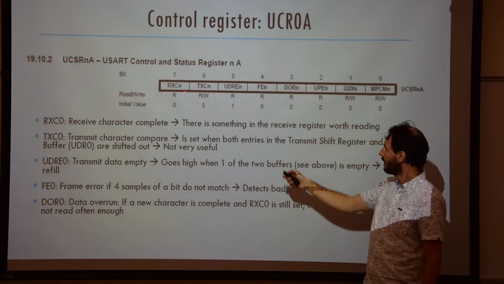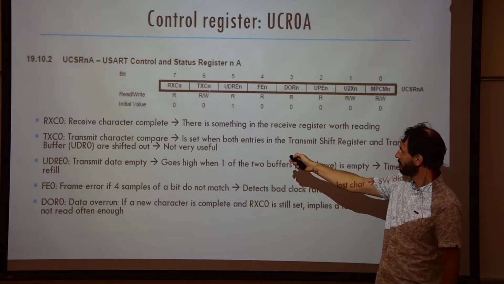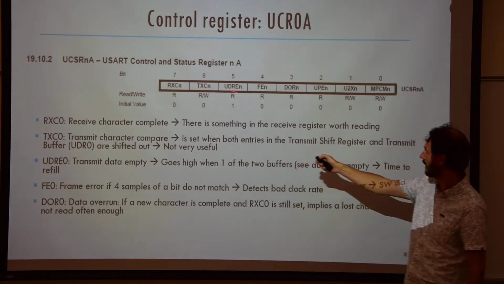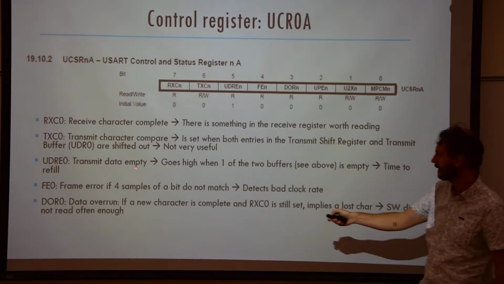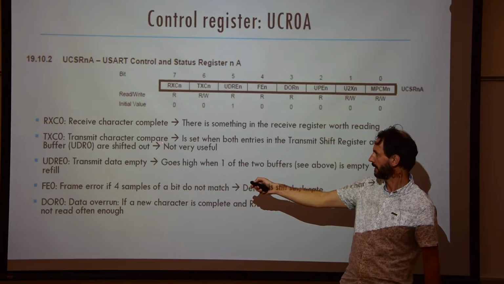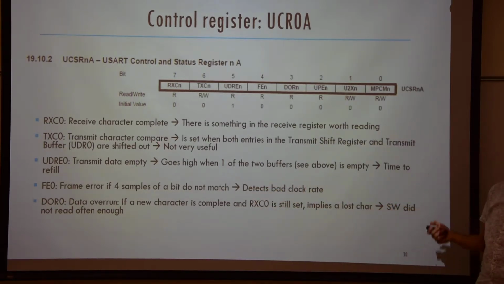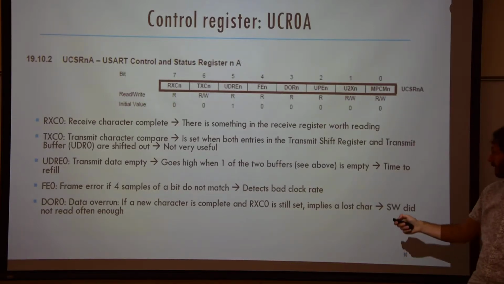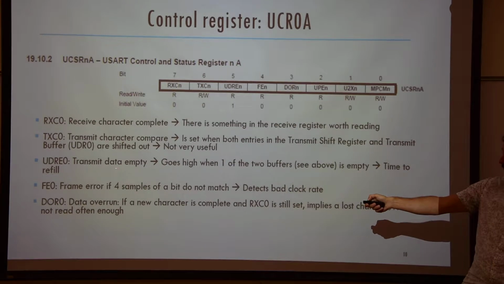What does that mean? What kind of bit value is stored at this particular position in this particular register? Well, it's transmit character complete. It's set when both entries in the transmit shift register are empty or shifted out. It's not very useful because I'm more interested in this particular one.